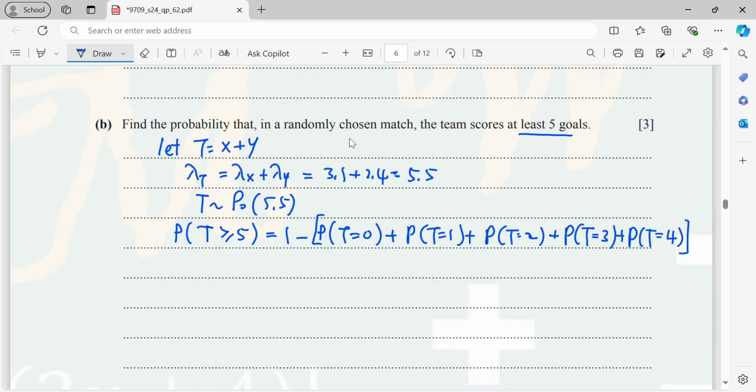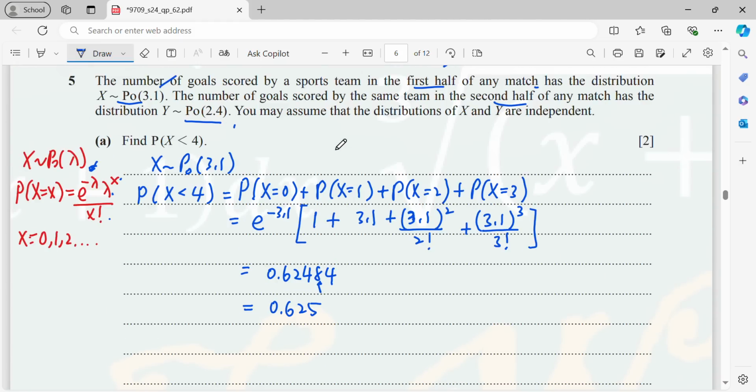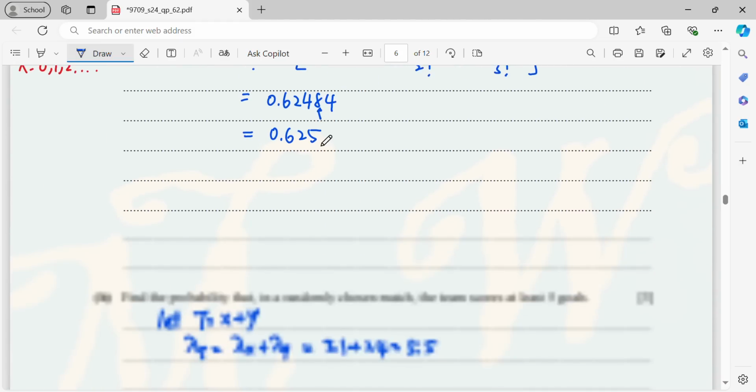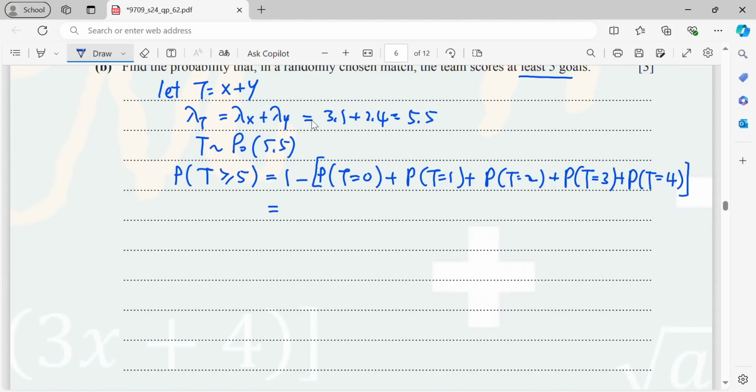And just now, the e is in common, so you can factorize the e and then consider the rest. So here I will write 1 minus e to the negative 5.5 because of the lambda. Then the first term is 1. Then T equals 1 means 5.5. T equals 2 means 5.5 squared over 2 factorial. Then followed by 5.5 cubed over 3 factorial. And lastly, 5.5 to the degree 4 over 4 factorial.